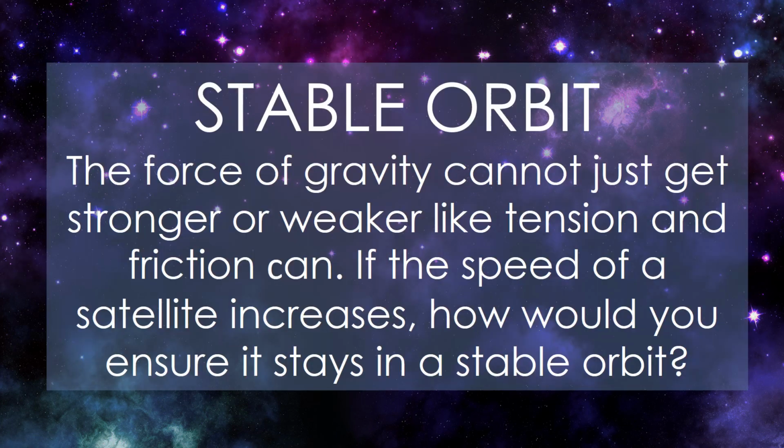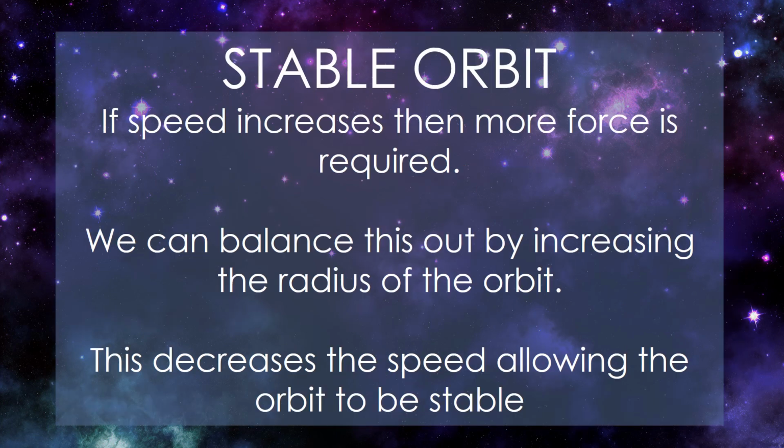So a stable orbit is when the force of gravity is equal to the speed of the satellite. To ensure it stays in a stable orbit, depending on where it is, the force of gravity needs to be equal to the speed. If the speed increases, more force is going to be required. We can balance this out by increasing the radius of the orbit, and this decreases the speed. So you can decide how fast you want your orbit to travel by how far away it is from the centre.